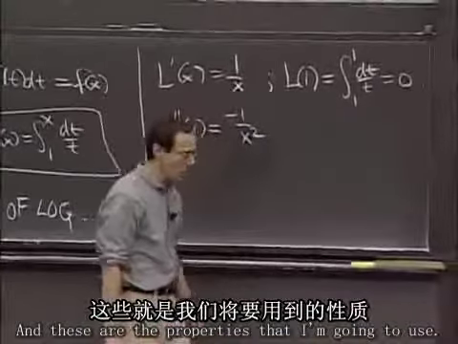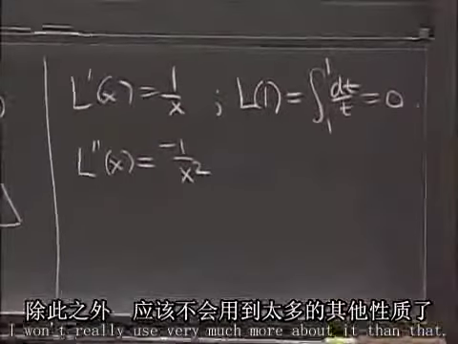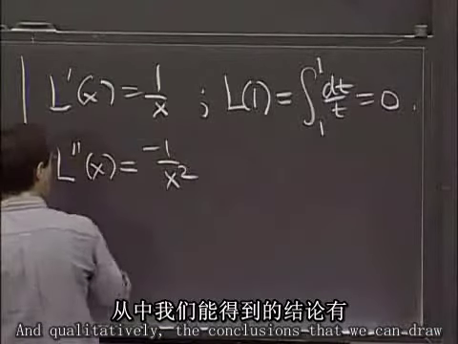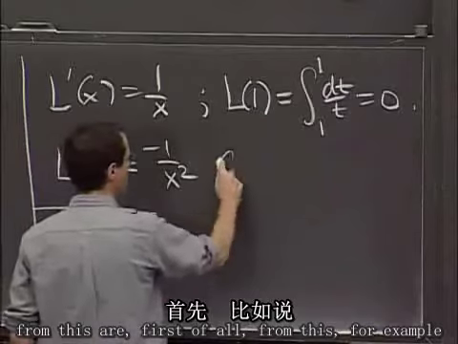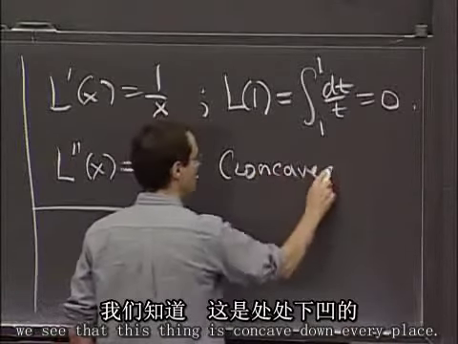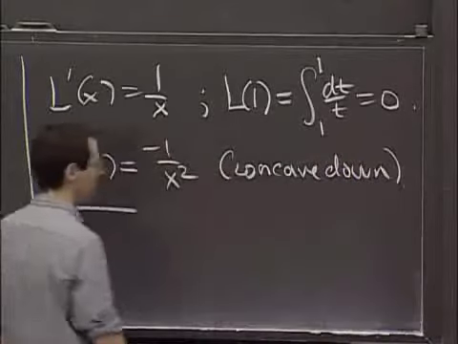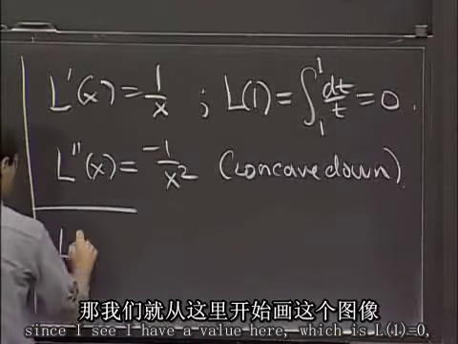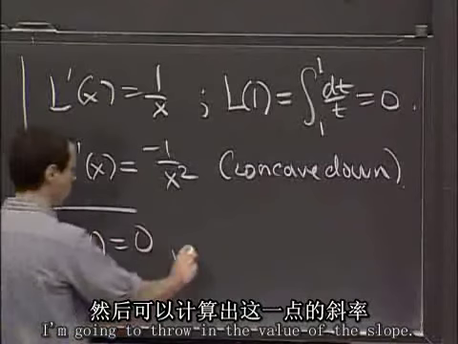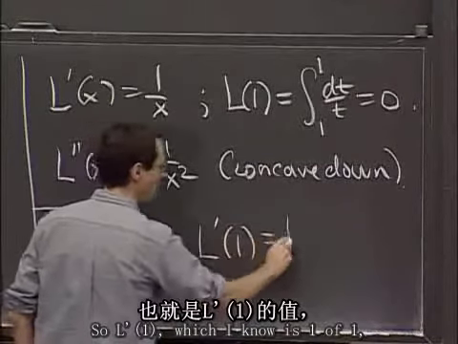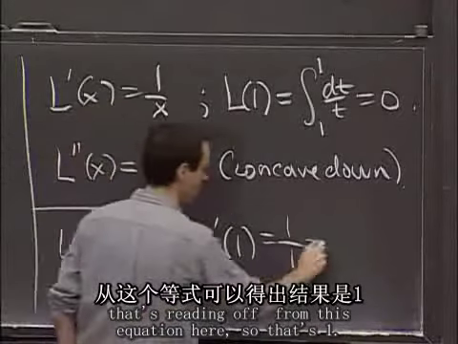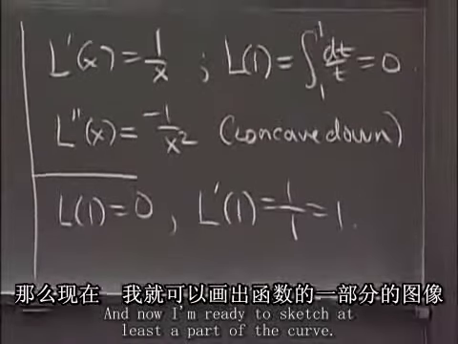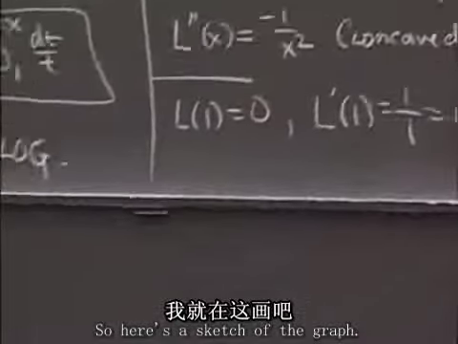And these are the properties that I'm going to use. I won't really use very much more about it than that. And qualitatively, the conclusions that we can draw from this are, first of all, from this, for example, we see that this thing is concave down every place. All right? And then to get started with the graph, since I see I have a value here, which is L of 1 is equal to 0, I'm going to throw in the value of the slope. So L prime of 1, which I know is 1 over 1. That's reading off from this equation here, so that's 1. And now I'm ready to sketch at least a part of the curve. So here's a sketch of the graph.